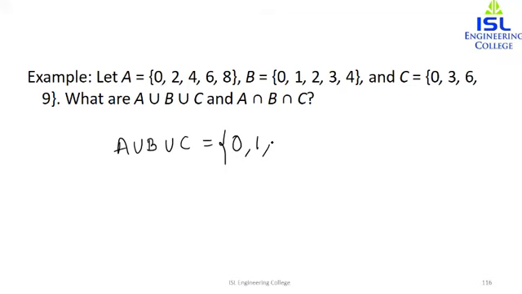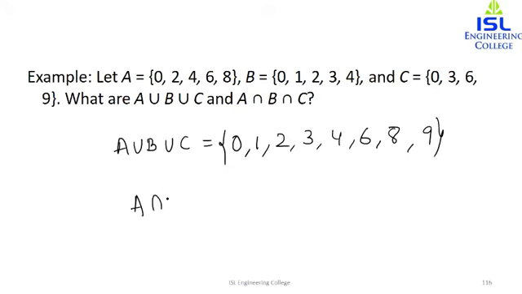Then we have 2. What about 3? 3 is also there. 4. And then 5 is in none of the sets, so no. Then 6 is in the set C. 7 is not there in any of the sets, so let's move to 8, which is in A, and then 9, which is in C. So this is A union B union C.